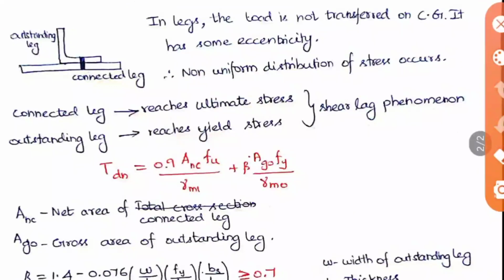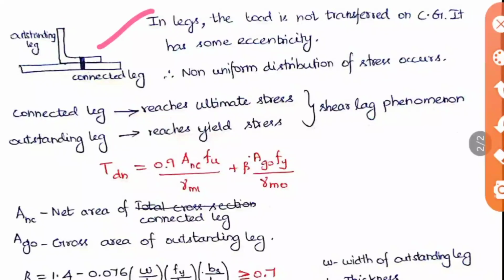Now we will see the same rupture strength for the angle, that is, a one leg connected angle. For this type of angle connection, what is the difference and what is the formula? Let us see. I have drawn a simple angle-like structure here. One side is connected with the bolt and the other side is not connected. We can name them the connected leg and the outstanding leg.